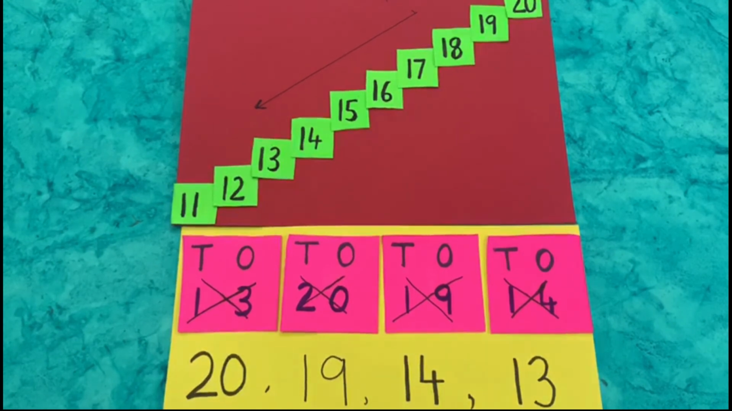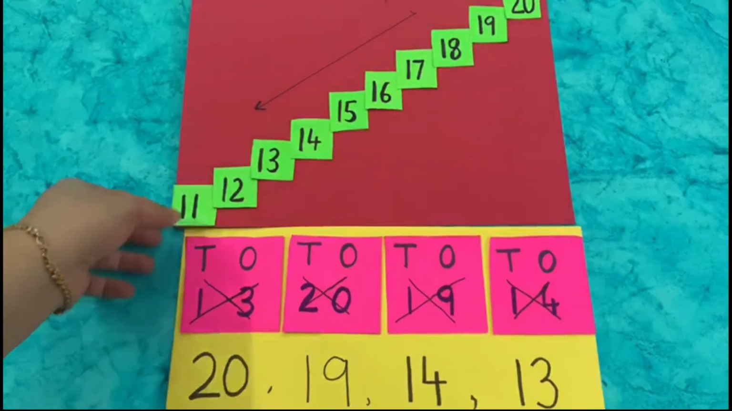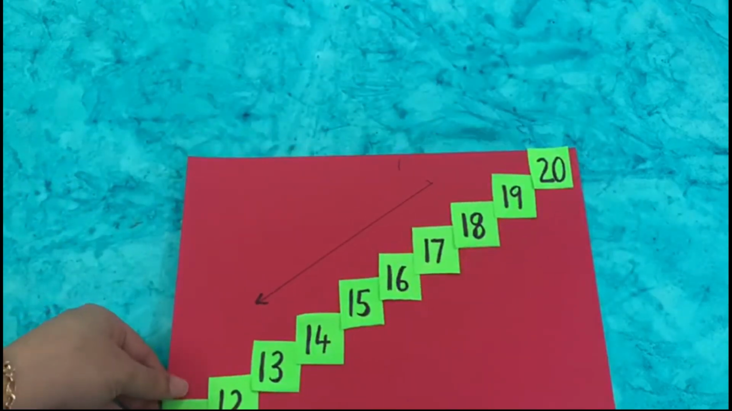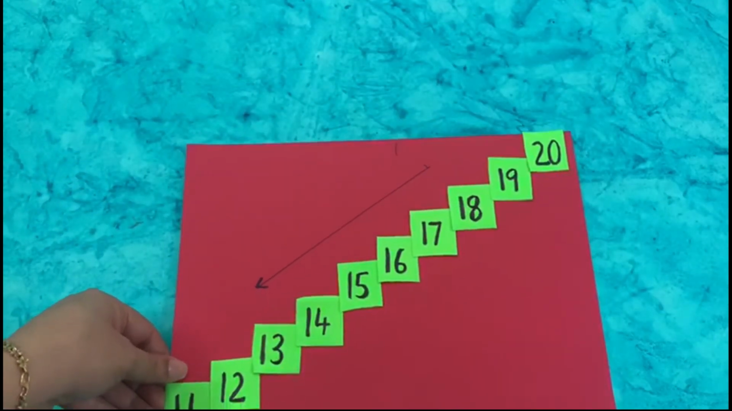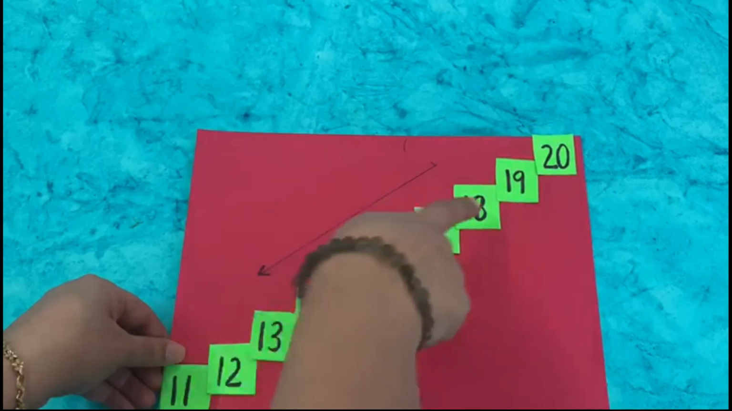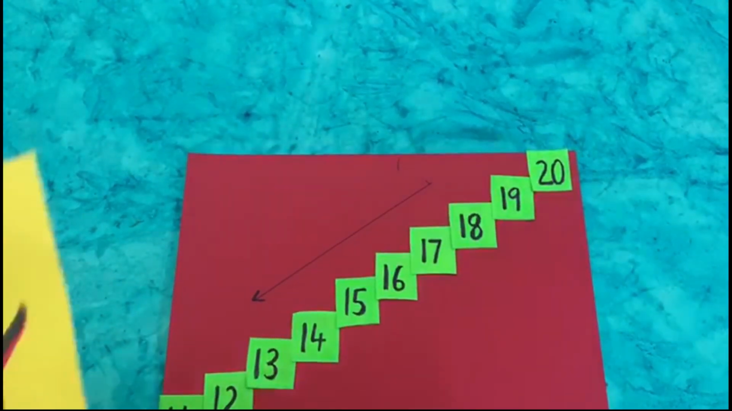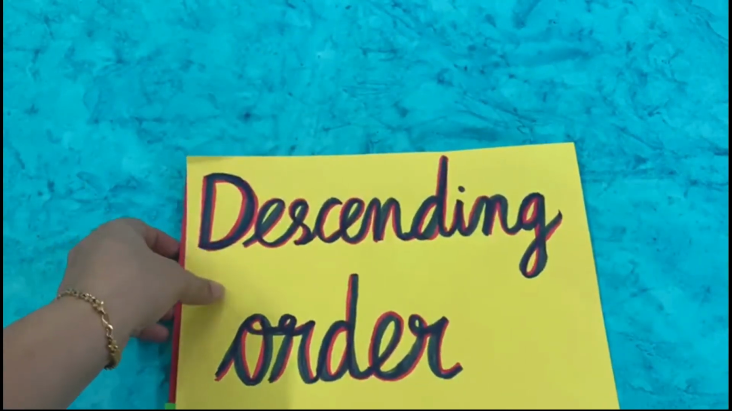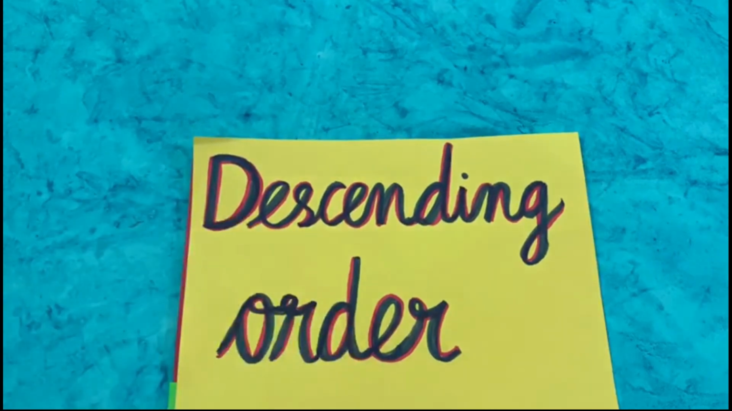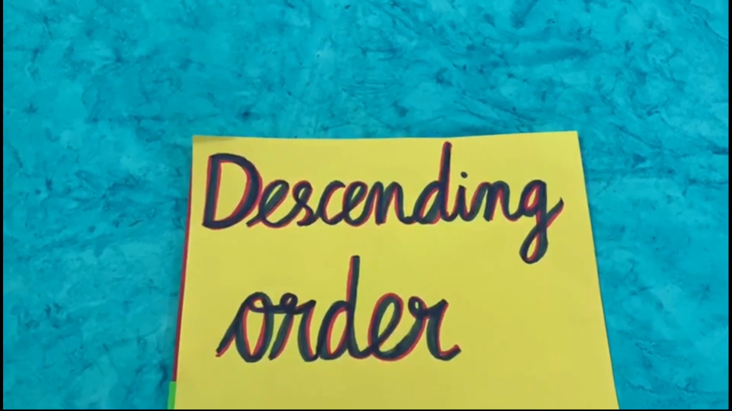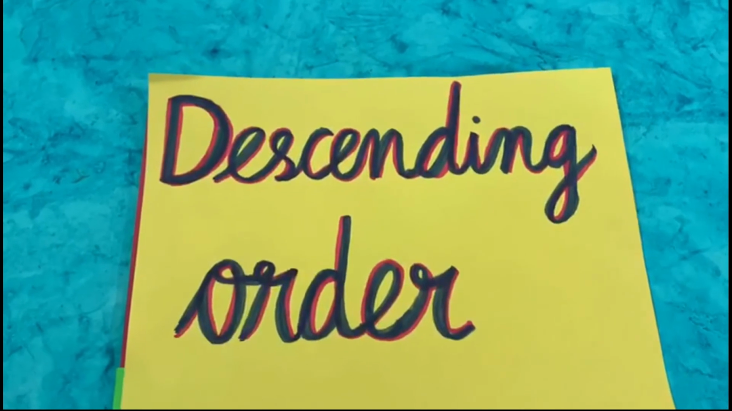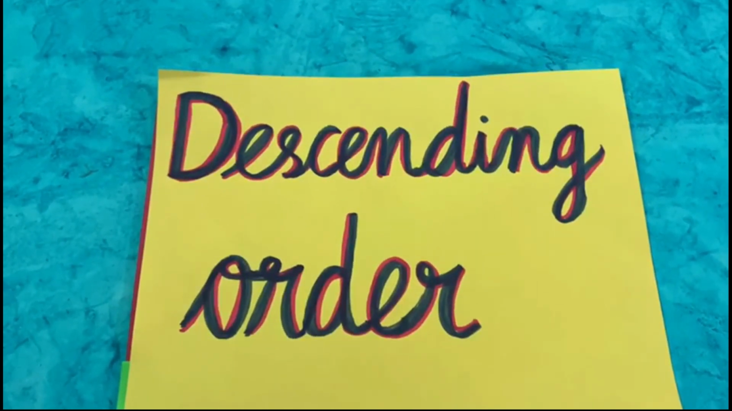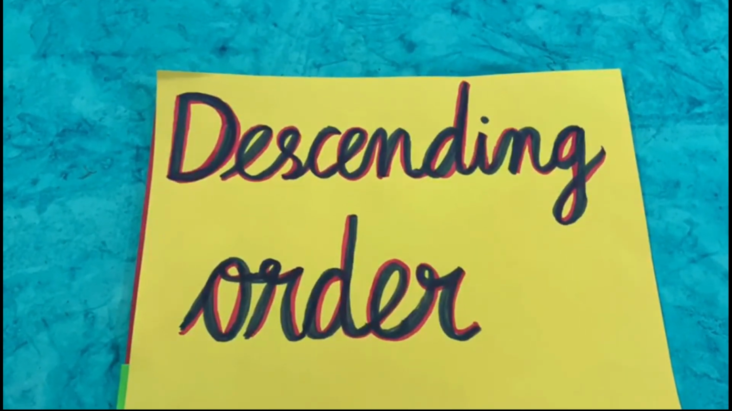So descending order is very easy to do. You just have to remember that in descending order, we move from big to small. So all of you, do practice your descending order. Just remember that we have to move from big to small.